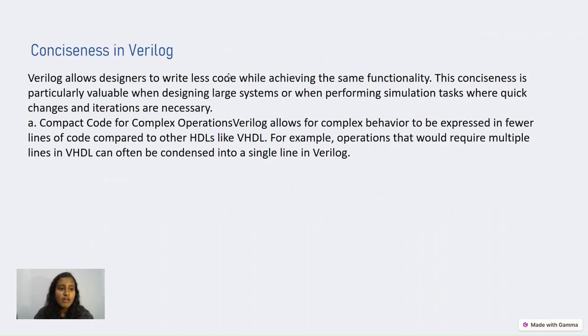Conciseness in Verilog. Verilog allows designers to write less code while achieving the same functionality. This conciseness is particularly valuable when designing large systems or when performing simulation tasks where quick changes and iterations are necessary. Compact code for complex operations. Verilog allows for complex behavior to be expressed in fewer lines of code compared to other HDLs like VHDL. For example, operations that would require multiple lines in VHDL can often be condensed into a single line in Verilog.